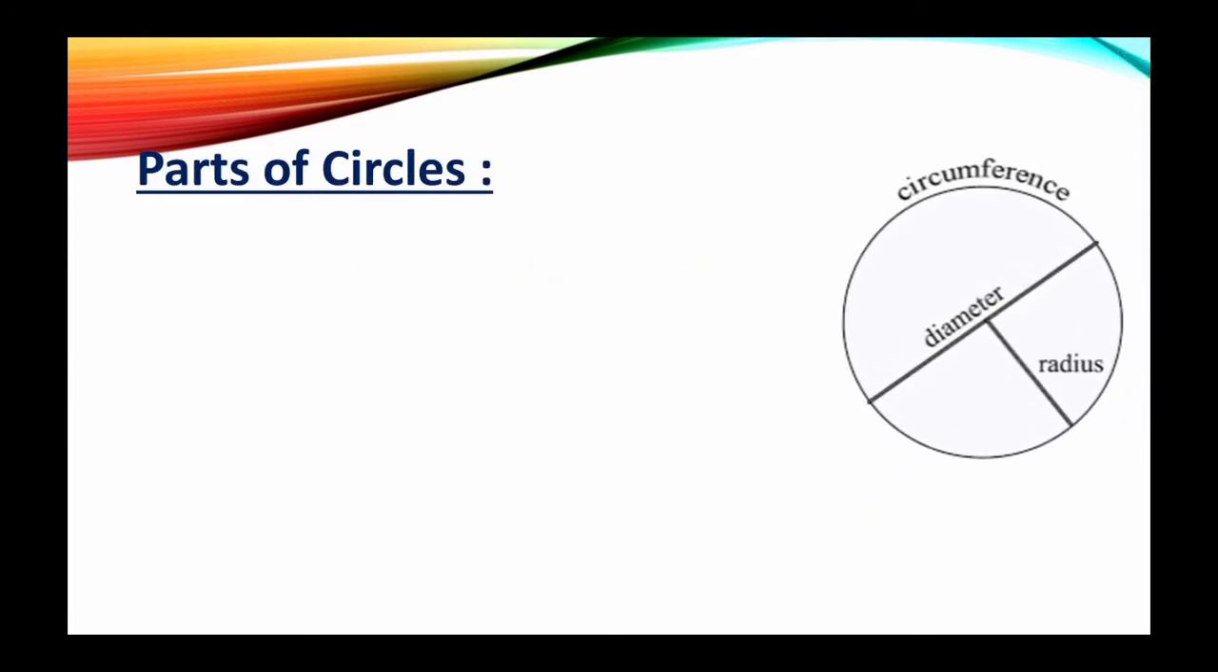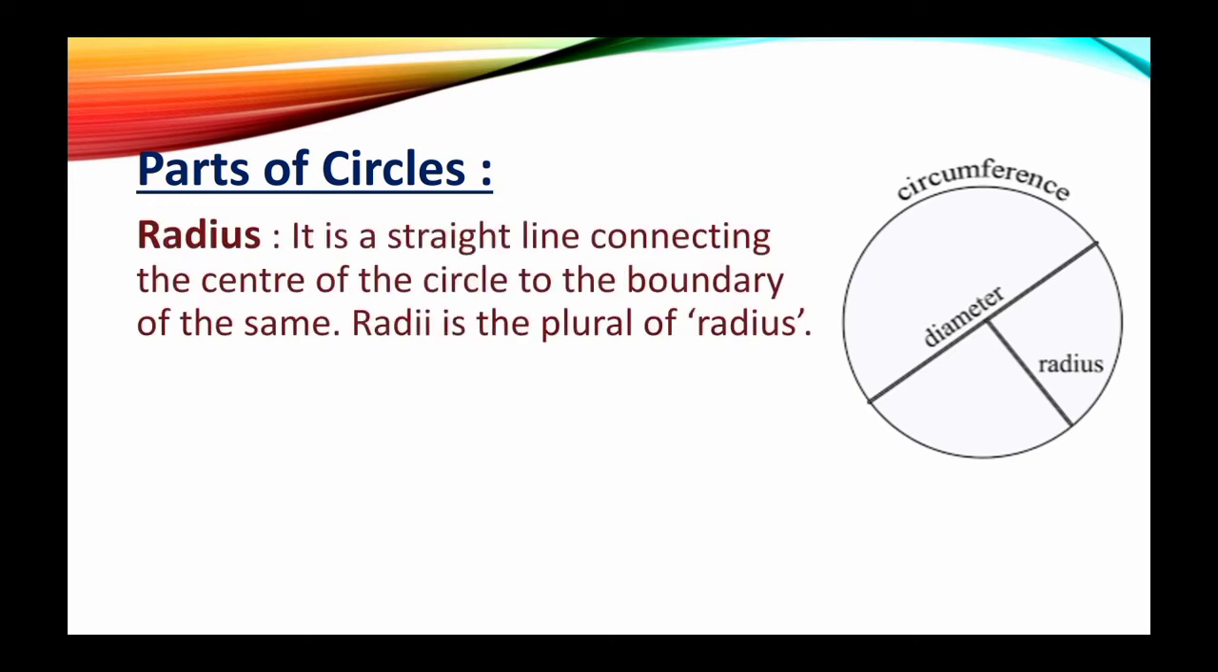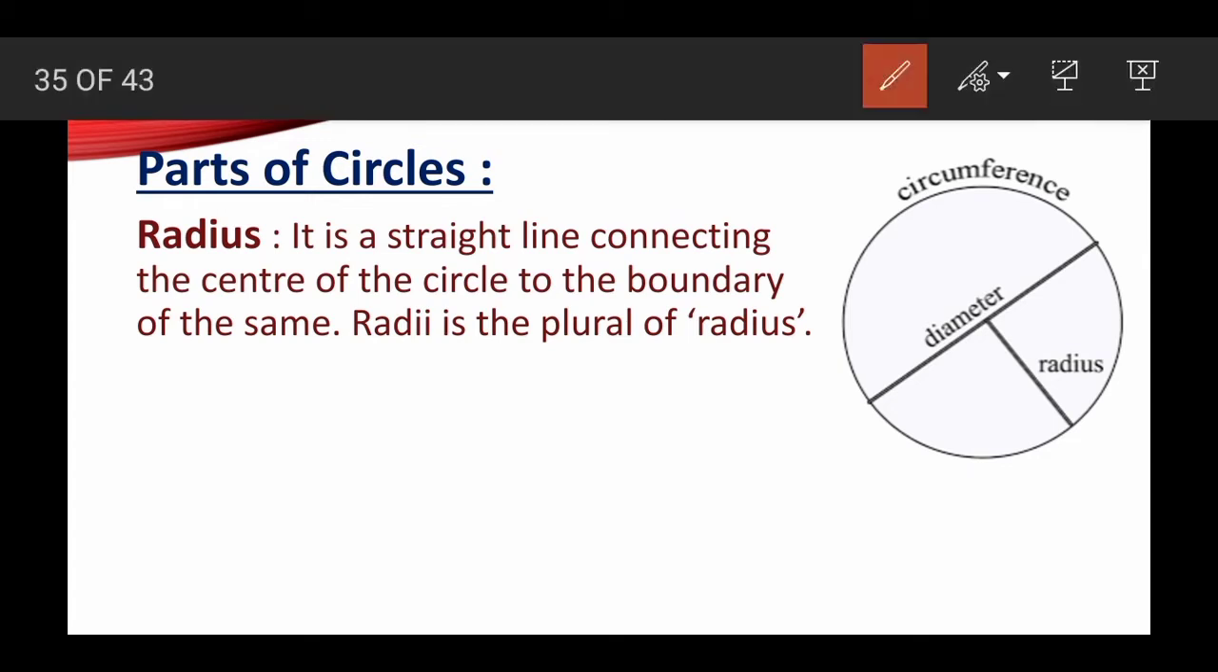First, we will discuss the radius. Radius is the straight line connecting the center of the circle to the boundary of the same circle. Here, this line is the radius of the circle. If we draw a line from the center to the boundary of the circle, that line segment is known as the radius. In plural form, radius is known as radii. Radii is the plural form of radius.